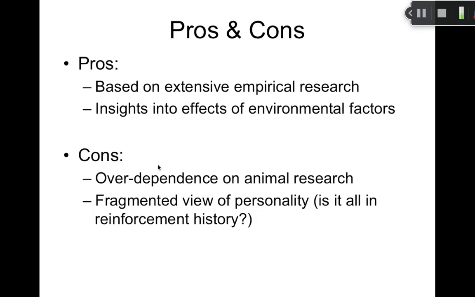Cons: overdependence on animal research. So if you want to find out about people, probably you should do some of the studies that you're doing with people. Behaviorists do most of their research with rats and pigeons. And then lastly, this fragmented view of personality. Is personality really simply response tendencies acquired through conditioning?